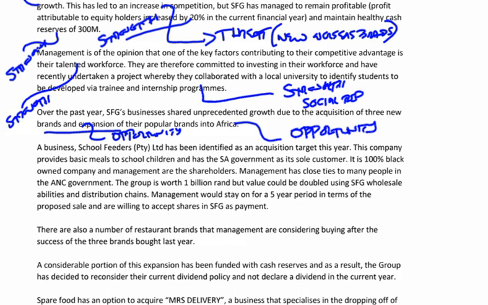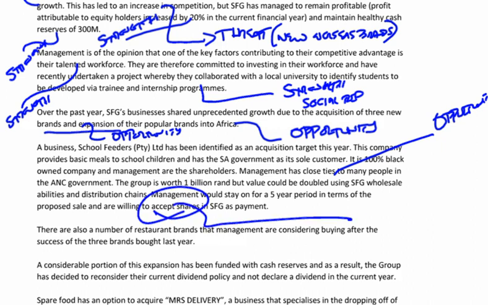Okay. So there are a whole lot of things to unpack in here. So, opportunities. Close ties to the ANC. There's an opportunity there. Okay, they're willing to accept shares. You could improve your BEE rating because they're 100% black managed and owned. So it will improve your BEE if you issue shares to these guys.